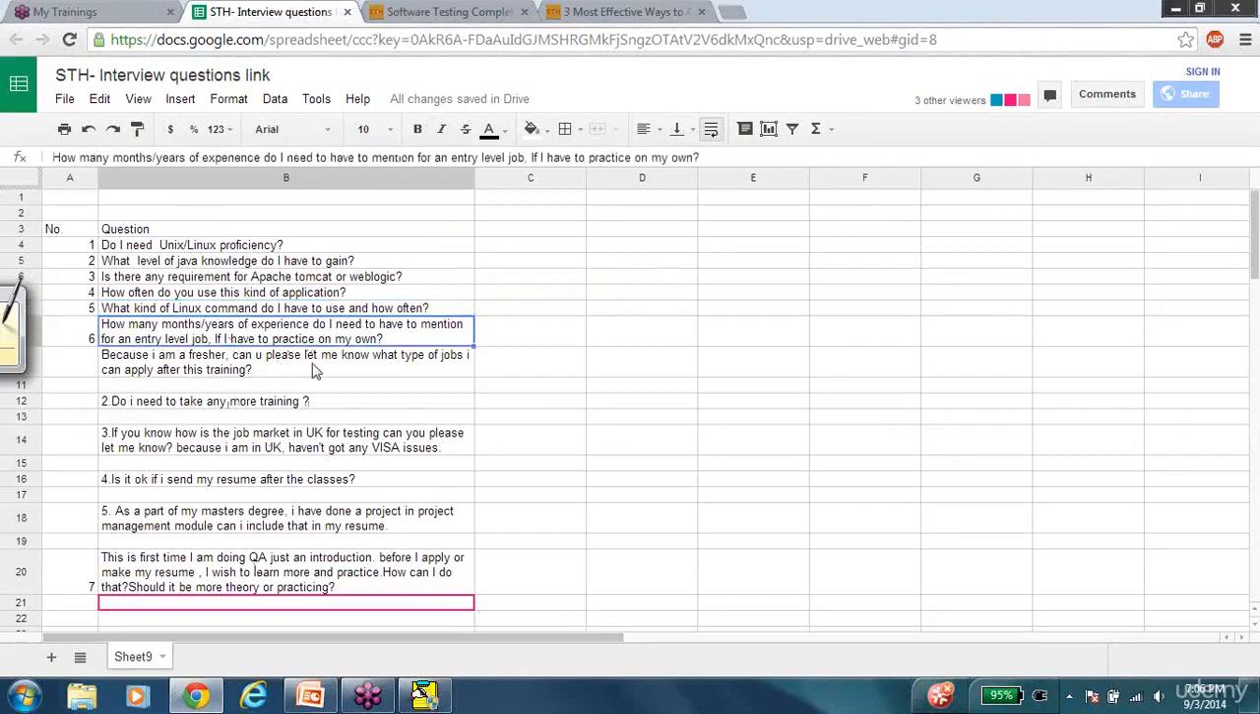And how many months or years of experience do I have to mention? If you do not have any prior QA experience and you're practicing on your own, you have learned the skills by yourself, in that case, how many years of experience do you put in? I would say don't put in the experience at all. Just focus on the skills. Apply for the job without mentioning the years of experience. That can be done.